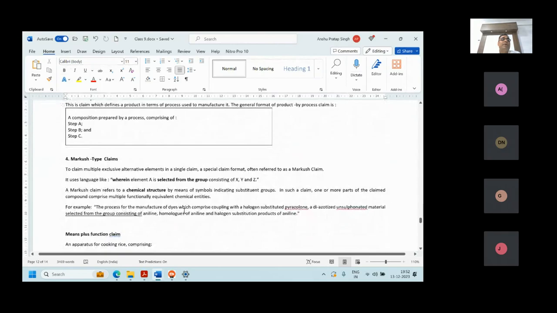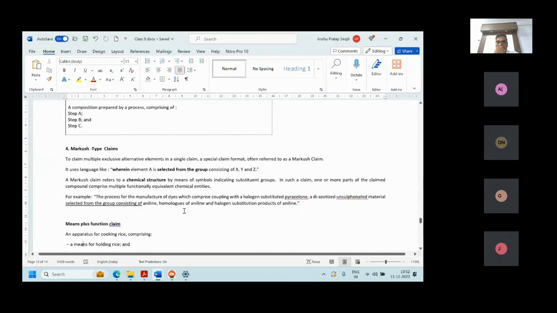Then come Markush type claims. Markush type claims are very simple. Once you have read Jepson, Jepson means Jepson, you can relate it like son. The son is an improvement over the father. So Jepson, you will remember that. If a claim is characterized by an improvement you are using, that kind of claim is considered a Jepson claim.